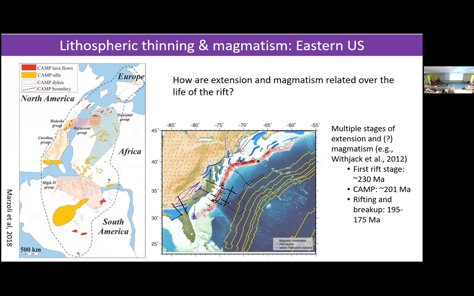Then there was the Central Atlantic magmatic province emplacement, kind of illustrated here on the left, which emplaced over a very short time magmas over this huge area. And then later we kind of went on to continue extending and finally rifting this margin. And each of those stages kind of influenced the next.